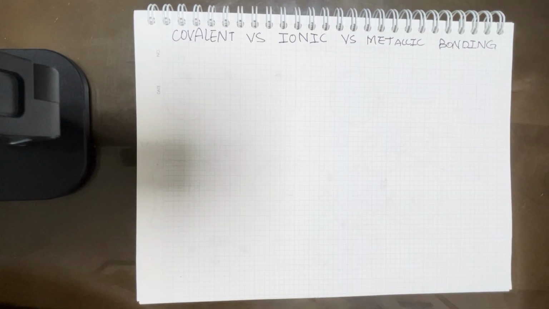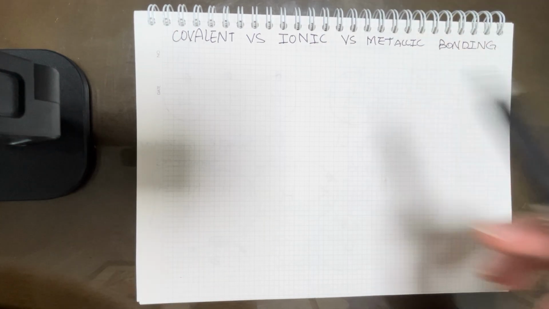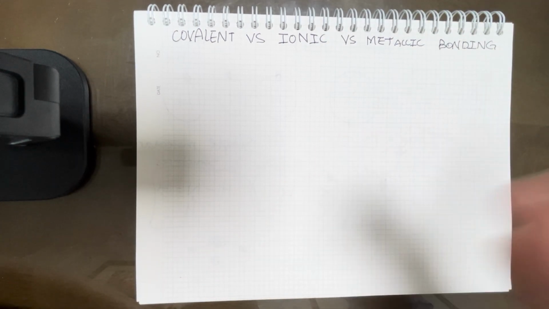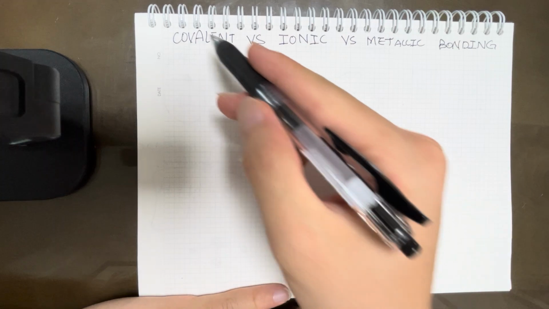Alright, so I just wanted to take a video to explain the different types of bonding methods: covalent bonding, ionic bonding, and metallic bonding. These three bonding methods are very common, but it's also very easy to get mixed up between the three, so it's very confusing. First of all, let's start with covalent bonding.